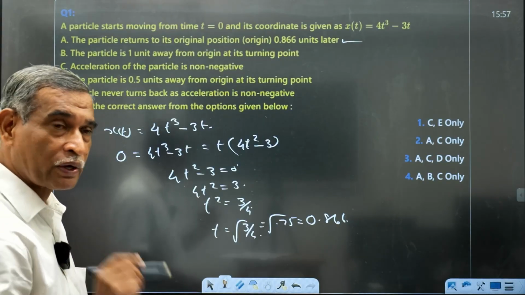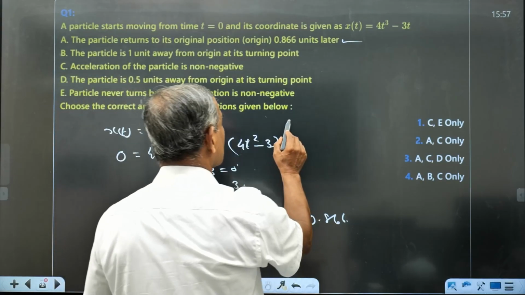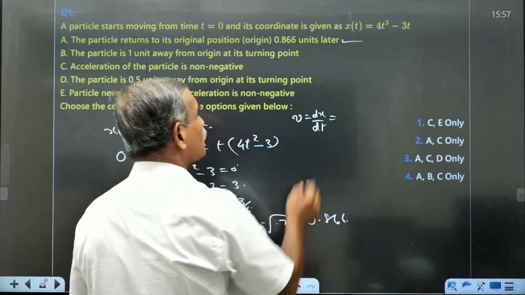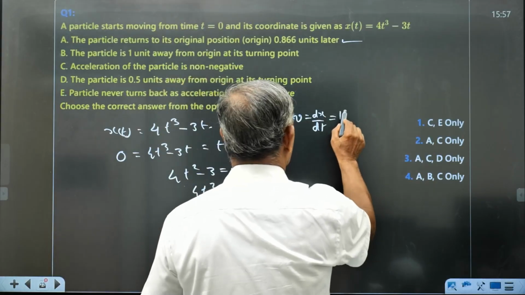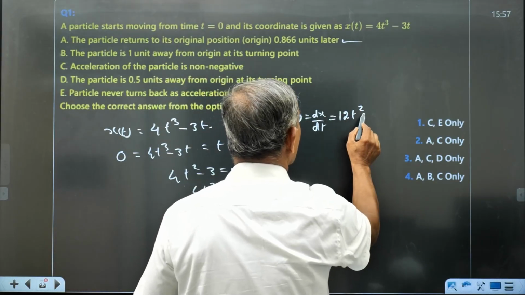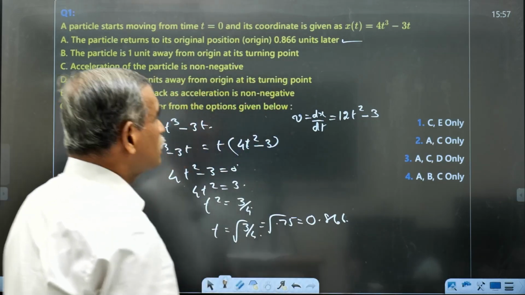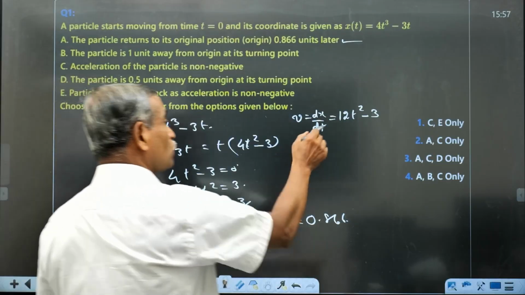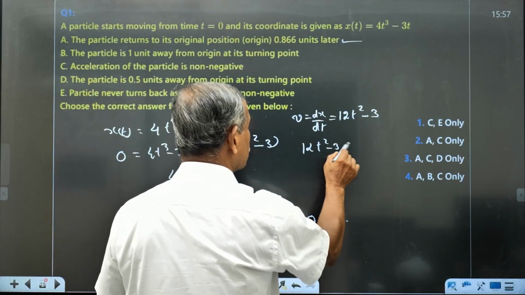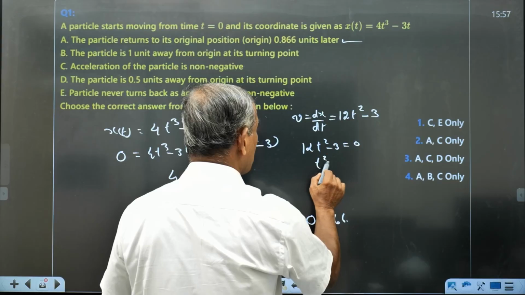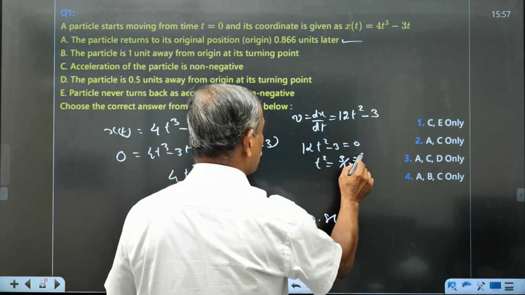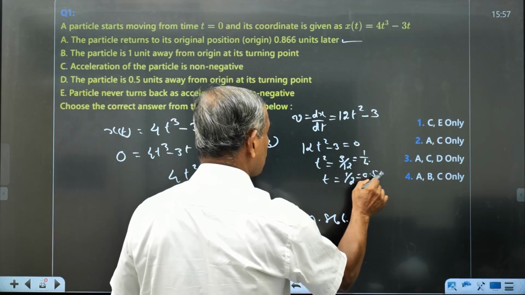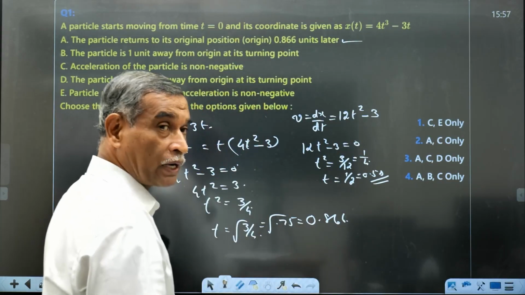Therefore, at the turning point velocity is zero, so we have to get the velocity function. Velocity v is equal to dx/dt. Differentiating, the velocity function is 12t^2 - 3. And at the turning point, this is equal to 0. 12t^2 - 3 = 0, or t^2 = 3/12 = 1/4, or t = 1/2. 0.5 second. The body returns at 0.5 second.